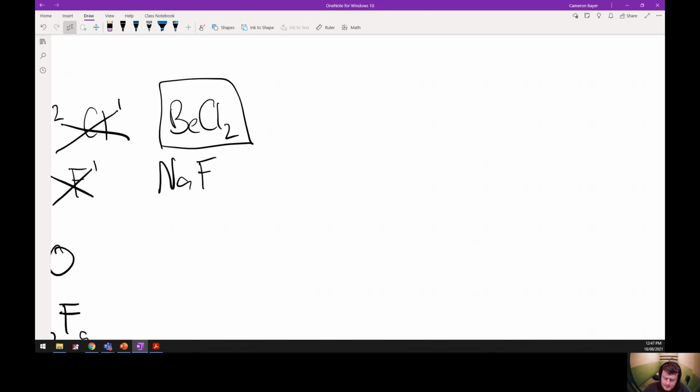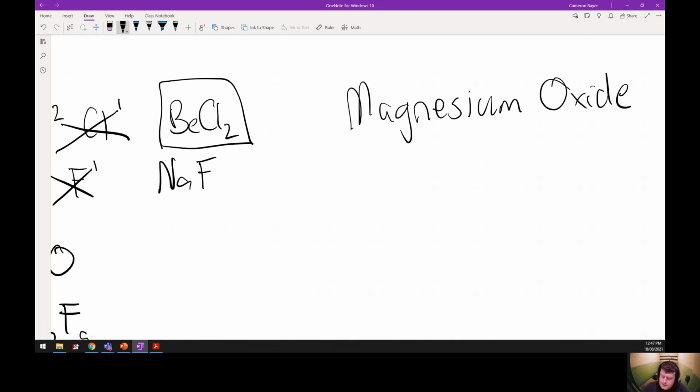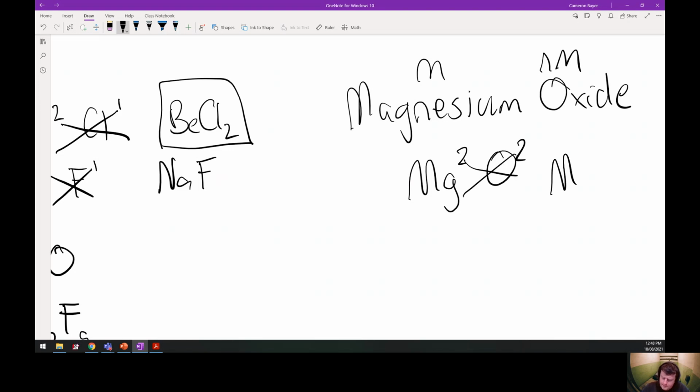Let's look at magnesium oxide. All right, I'm following the same steps, so I write down my metal. Now I know this is an ionic substance because we've got a metal and a non-metal. So I'm going to write down my first element, magnesium, and it's got a 2+ charge. Oxygen has got a 2- charge. Now, when I do my crossing over, I get this.